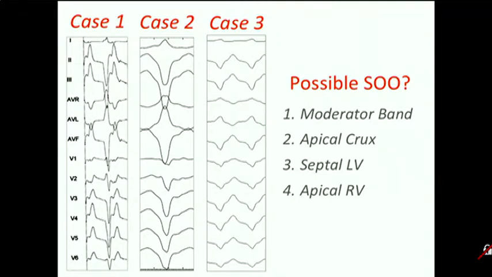No, vamos a votar por el 1. Por el 2. And the apical RV. Okay, so the majority is between moderator band and apical RV. The majority apical RV. Bien. Muy bien. Then second moderator band.